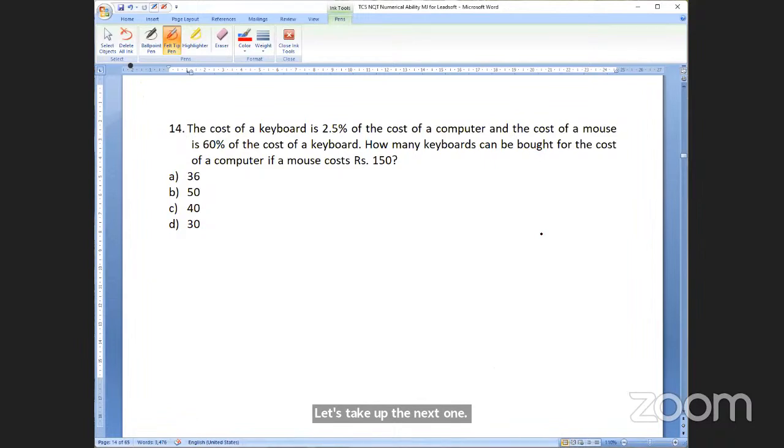Timer for 70 seconds is on. Now you may ask, where is the timer? Timer is with me. It's fine. Once the timer is off, I'll let you know.